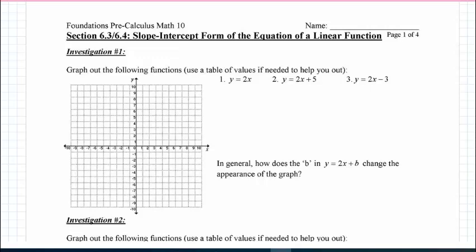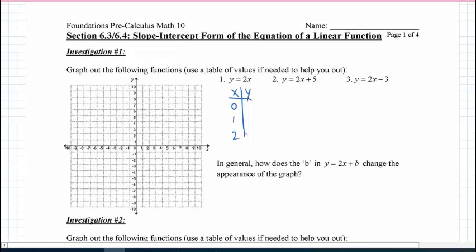Hey, do you remember graphing out functions from Math 9? Please say yes. I heard you say yes. Why don't we try making a table of values so we can graph out these lines? So for our first one here, y equals 2x. I like to always choose values of x. I'm going to choose easy values, 0, 1, and 2.